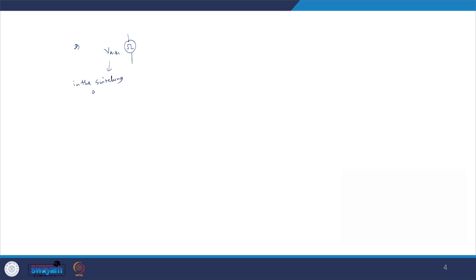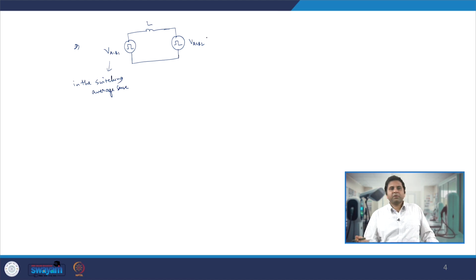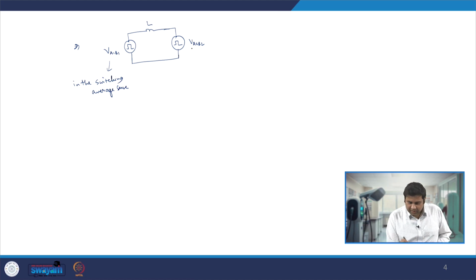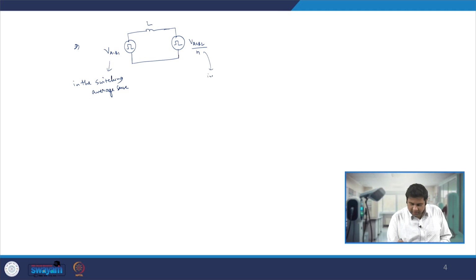switching average sense. That means the average voltage applied from VA1 B1 in the switching period. So in a switching average sense, we are now applying a voltage across L, and this voltage is nothing but again applied from the other side, which is VA2 B2, and this has to be referred to the primary side, so we can then write by N. So we can write in this way. Now again this is in the switching average sense.